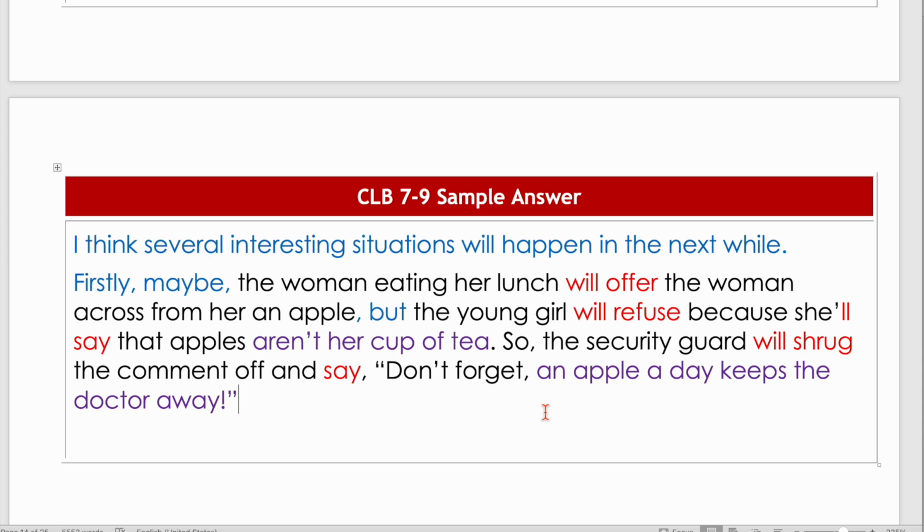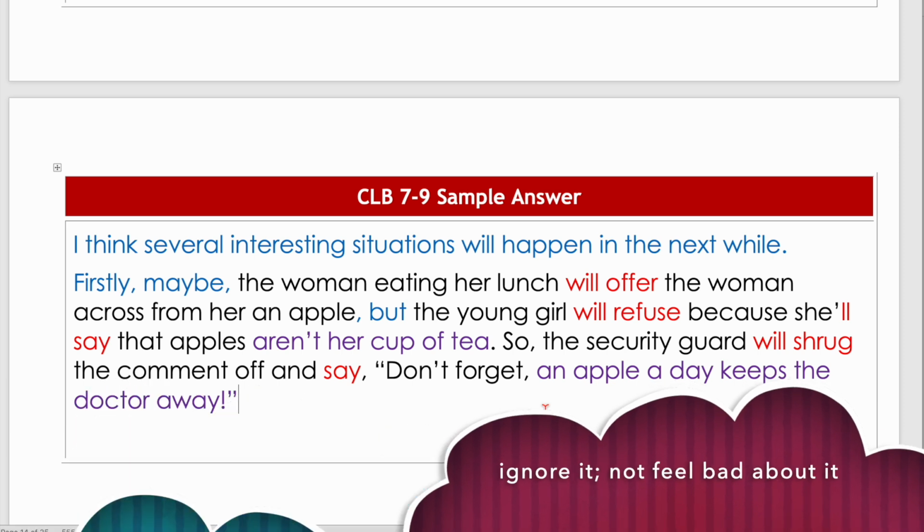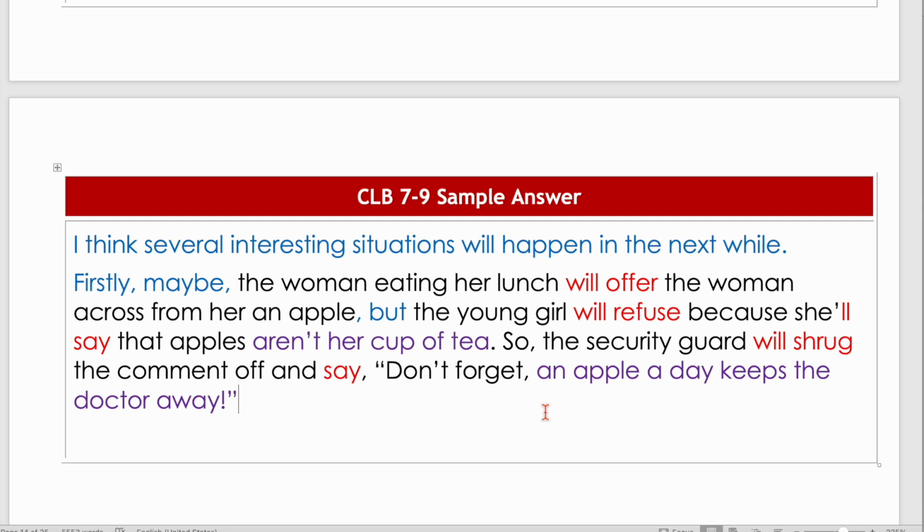So the security guard will shrug the comment off. Will shrug it off, or will shrug off the comment. Shrug it off means just kind of ignore it. To shrug it off, ignore it. And say, don't forget, an apple a day keeps the doctor away. Very interesting, okay? Very interesting.